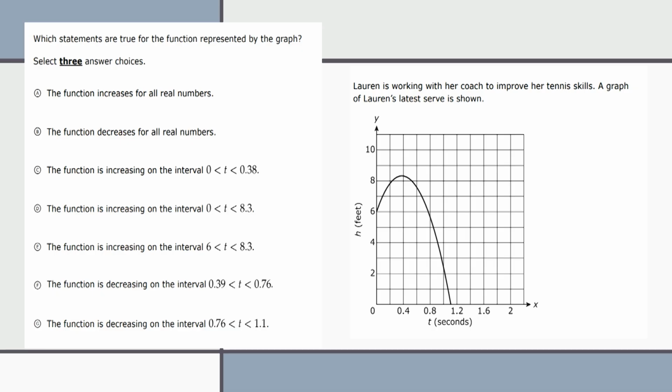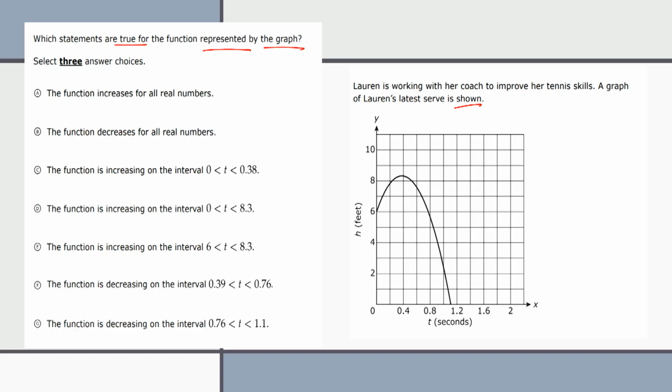Which statements are true for the function represented by the graph? Laura is working with her coach to improve her tennis skills. A graph of Laura's latest serve is shown. Select 3 answer choices. The answer choices are going to tell us what is true that's represented by the graph.